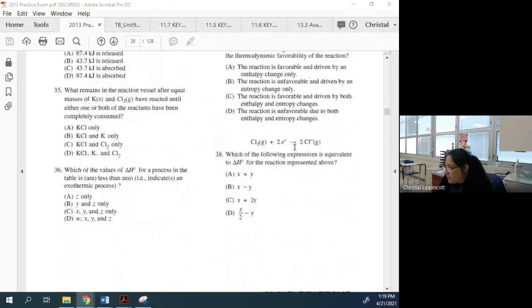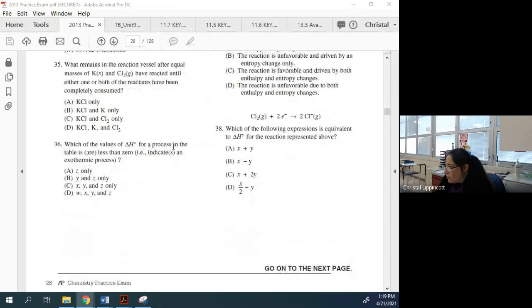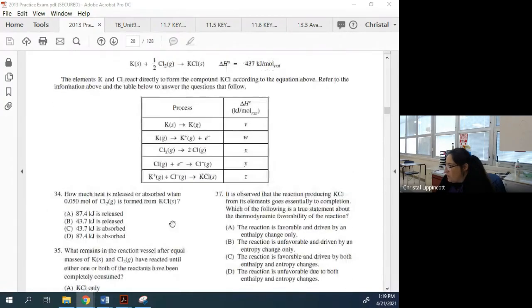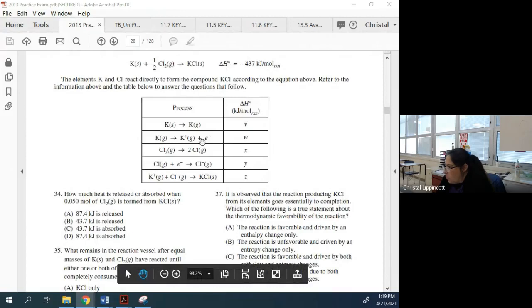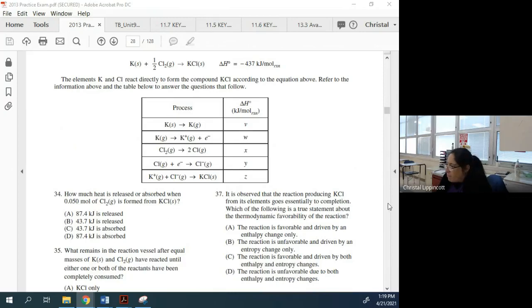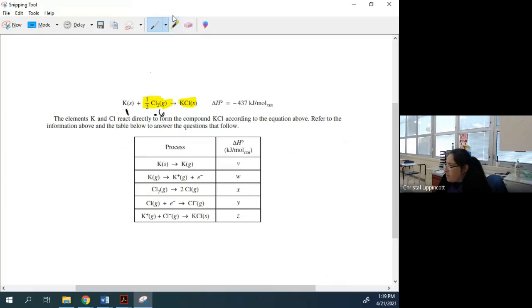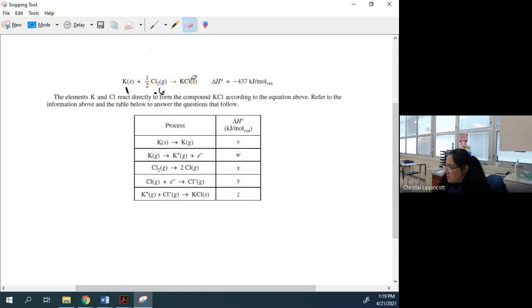All right, 36. Which of the values for the process in the table is or are less than 0, which indicates an exothermic process? So which of these, or all, how many of these, what are they? Which of these are exothermic or release energy? Get your answer up for that one and we will talk about it.